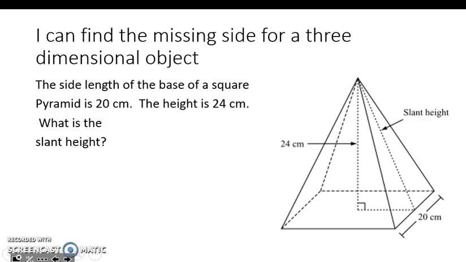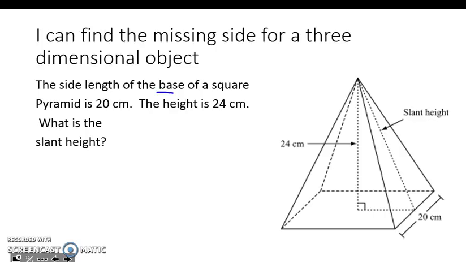All right, so I'm going to go over two problems on this learning target, and then I'm going to go over one more, and then you have two to try, okay? So the picture over here is a square pyramid, okay? The base is a square, and then obviously you can see the shape of the pyramid, okay? So the problem says the side length of the base of a square pyramid is 20 centimeters. The height is 24 centimeters. What is the slant height?